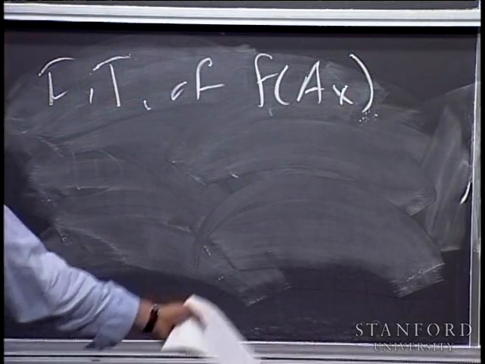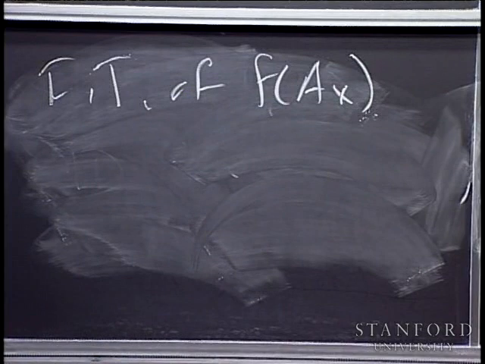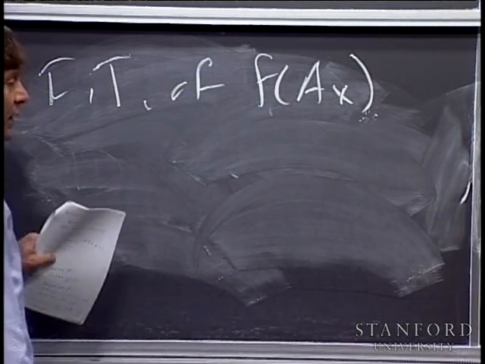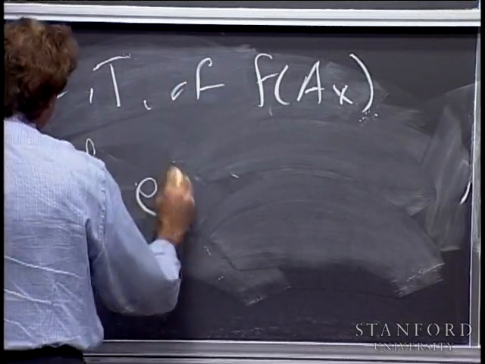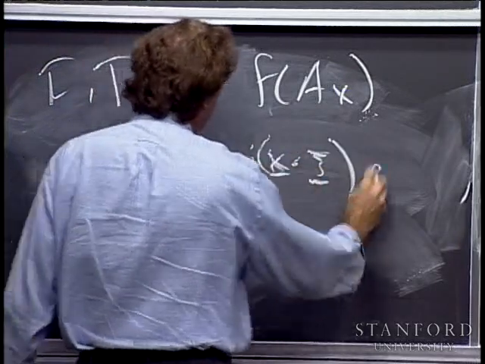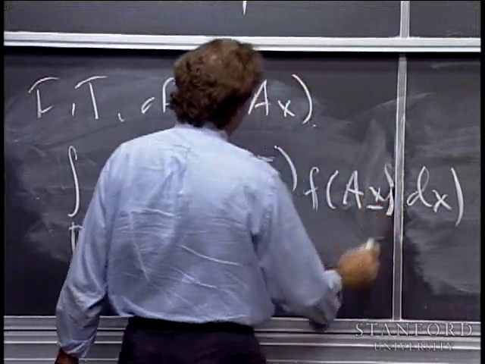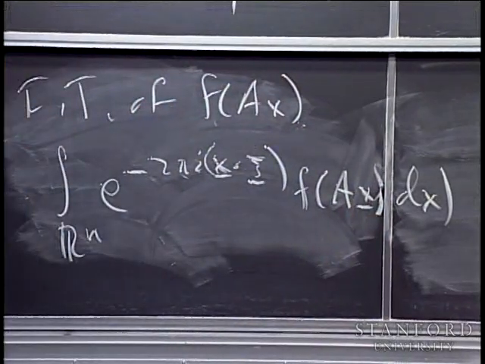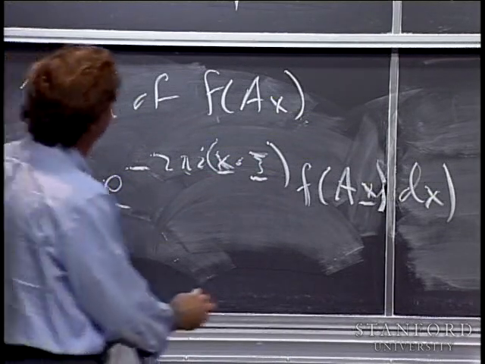So the Fourier transform of f of Ax. I'm going to do this in higher dimension just for the thrill of it. I'm going to do this in R^n, even in n dimensions, not just beyond two dimensions, because the argument is exactly the same and the formula looks exactly the same. The Fourier transform of f of Ax is the integral over all of R^n of e^(-2πi x·ξ) f(Ax) dx. That's just the definition of the Fourier transform of f scaled by A. Now I want to make a change of variable.